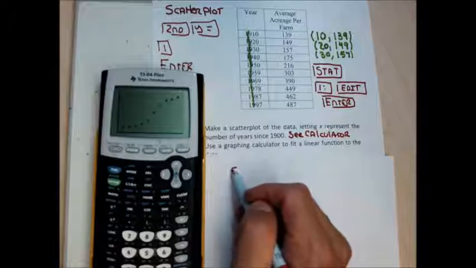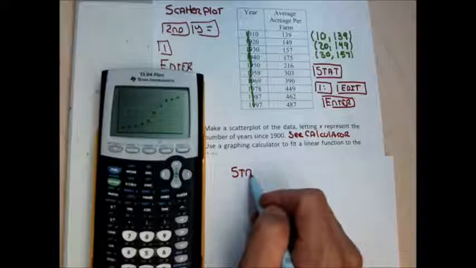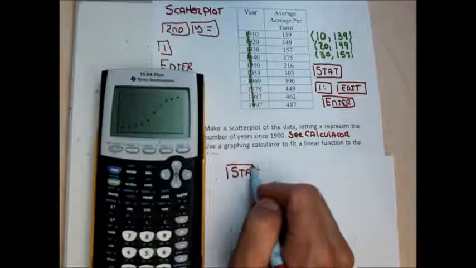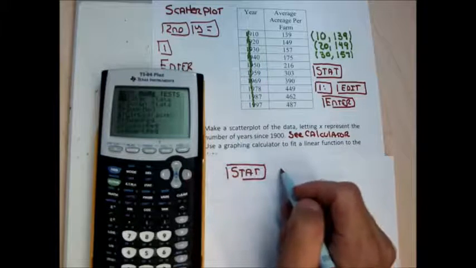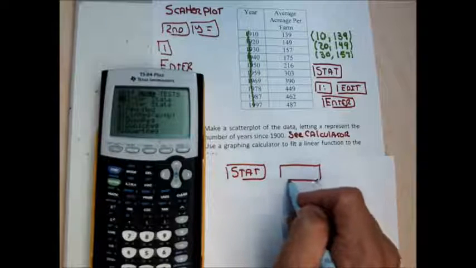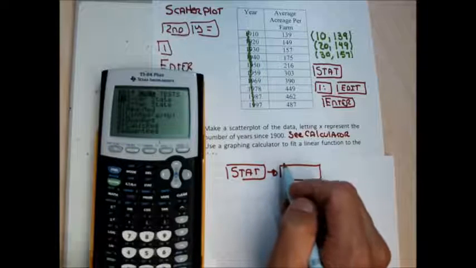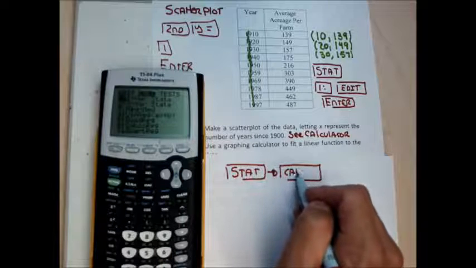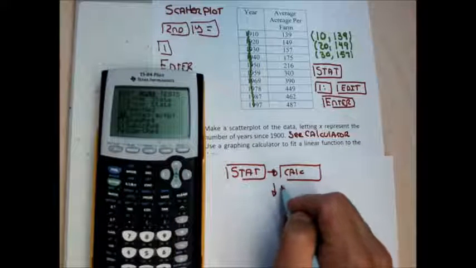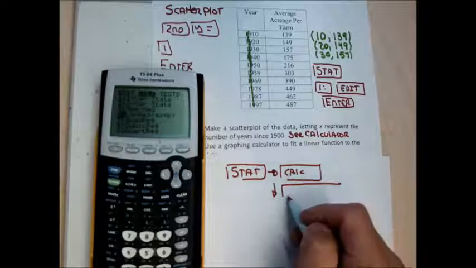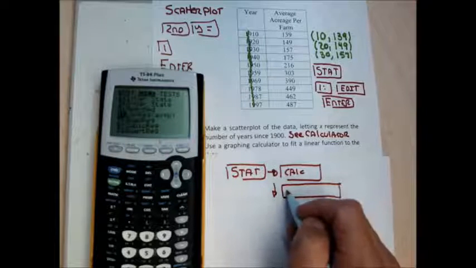To do this, to answer part B of number 3, I'm going to hit the stat button. And after I hit the stat button, I'm going to arrow over to calc. So I used my right arrow and arrowed over to calc. And then I'm going to go down to number 4. I'm going to arrow down to lin regression ax plus b.